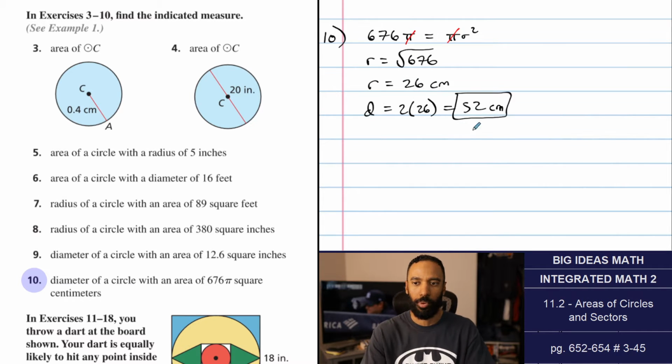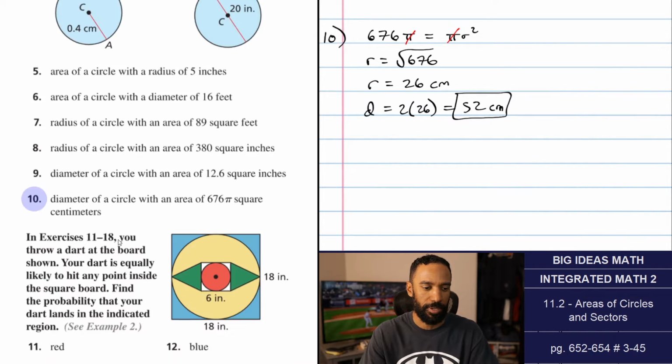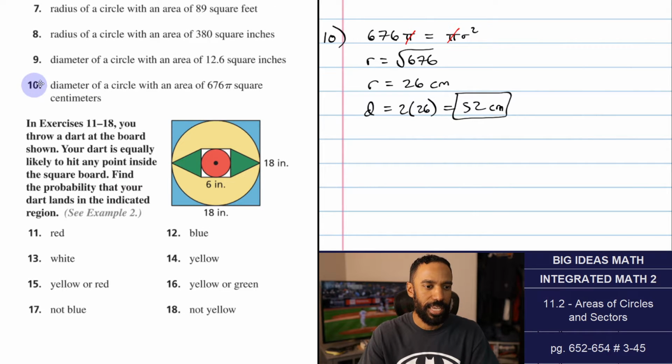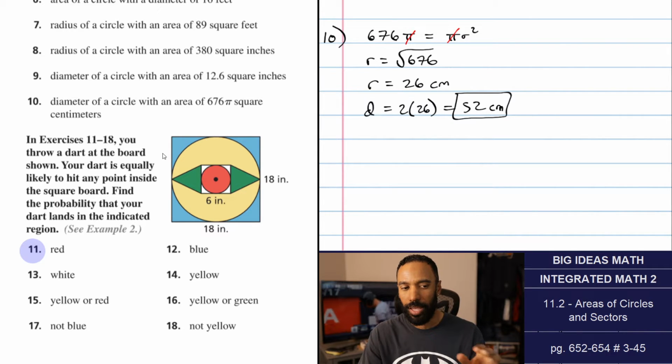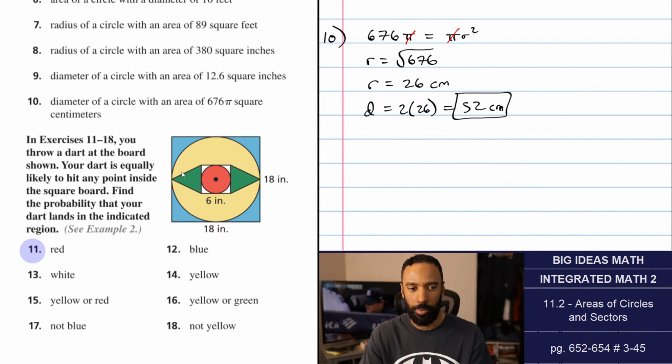So we don't need to write the point something if there's no rounding to be had to begin with. All right, numbers 11 through 18. You throw a dart at the board shown. Your dart is equally likely to hit any point inside the square board. Find the probability your dart lands in the indicated region.